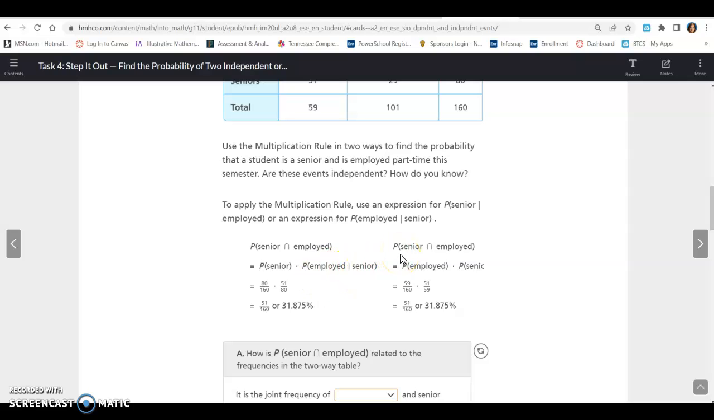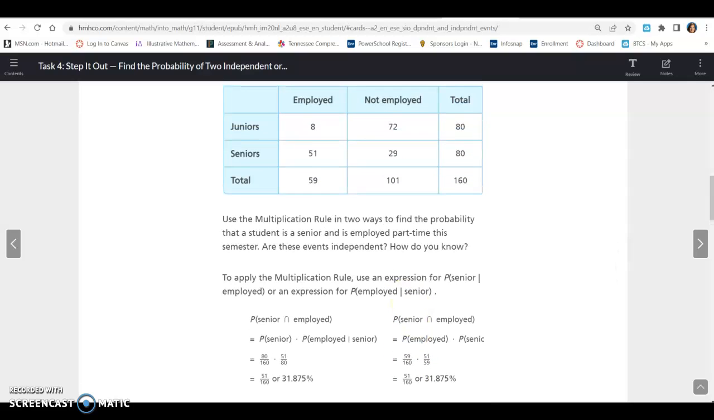Now we're going to look at the other way, employed and senior. If we do 59 out of 160, this is the number employed. 59 students are employed, so we're just switching the order around. We're looking at employed first, 59 out of 160. And then out of those, there are 51 seniors out of the total 59 that are employed.